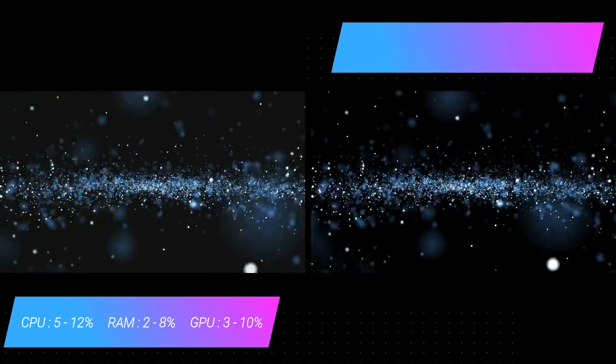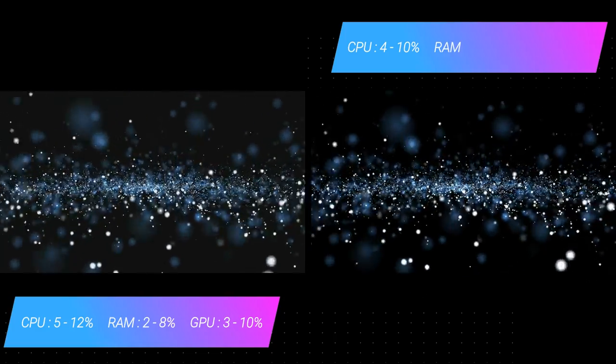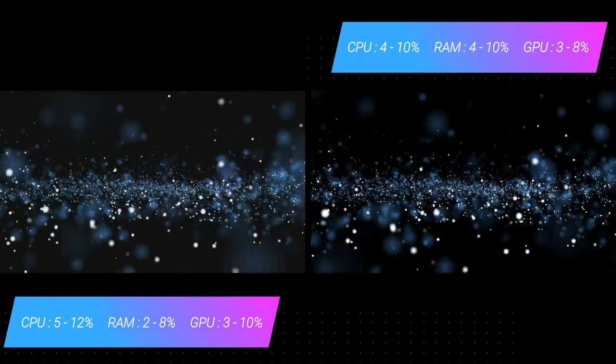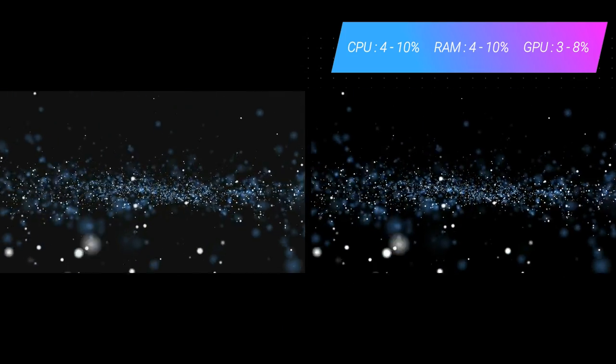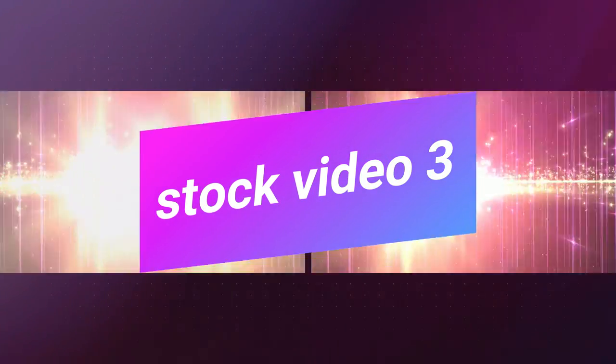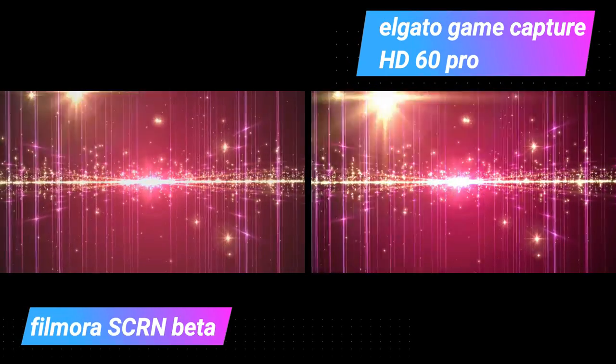For the Elgato, the CPU was 4 to 10, RAM 4 to 10, and GPU 3 to 8. So in most parts, the capture card used less resources than the software, except for the RAM, which sometimes spiked a little higher than the software. But that's because it's a capture card.